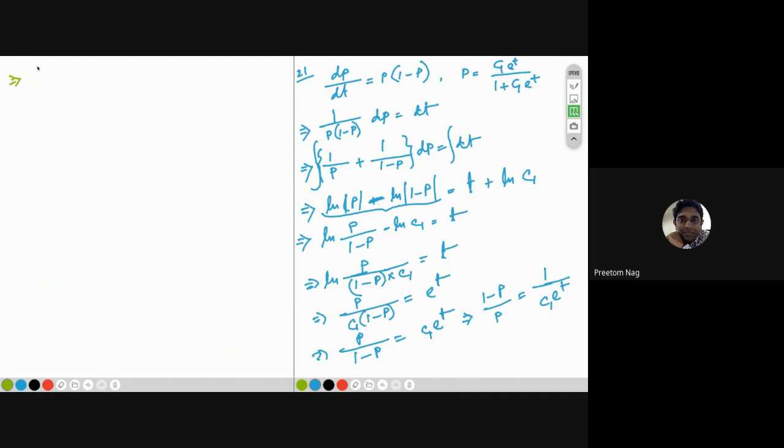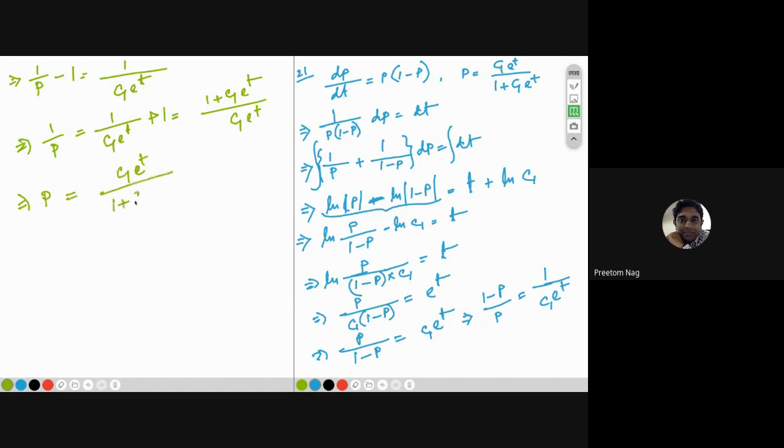1 by p minus p by p is 1, and then we have 1 by c1 to the power t, right? So finally 1 by p, we are very close to get the result. 1 by c1 to the power t plus 1, we will have 1 plus c1 to the power t over c1 to the power t. So p is in the denominator, but we should have p in the up. So c1 to the power t over 1 plus c1 to the power t. So we have got the same result that we are given in the question.